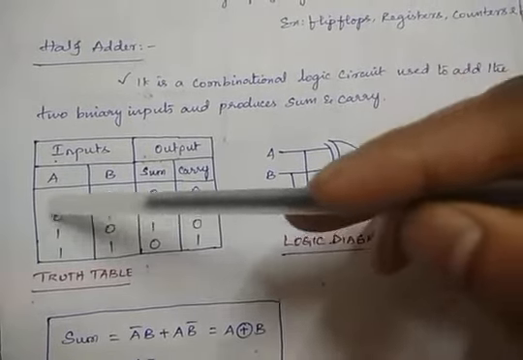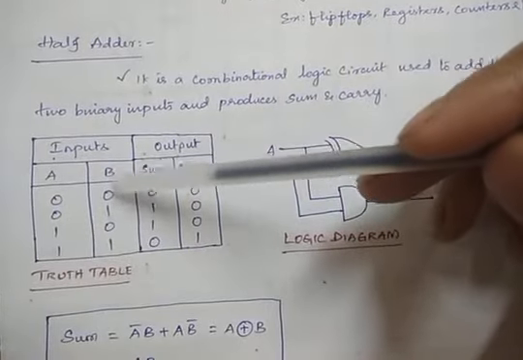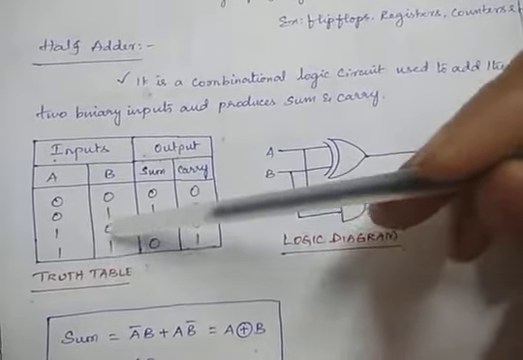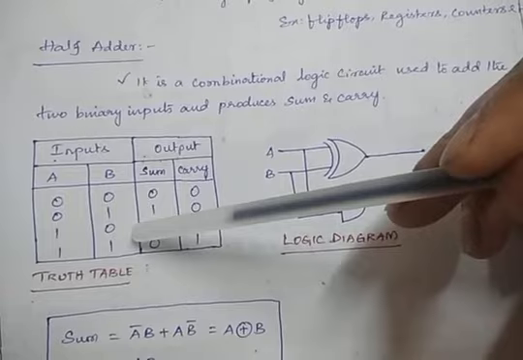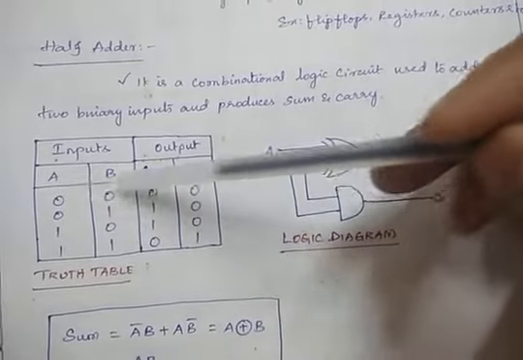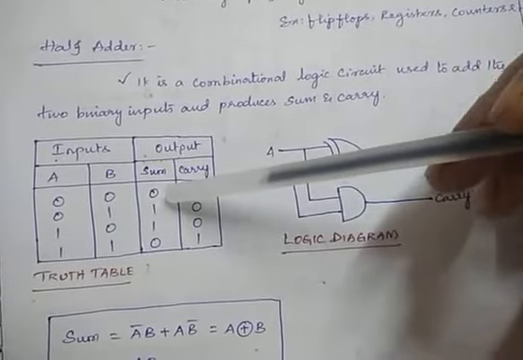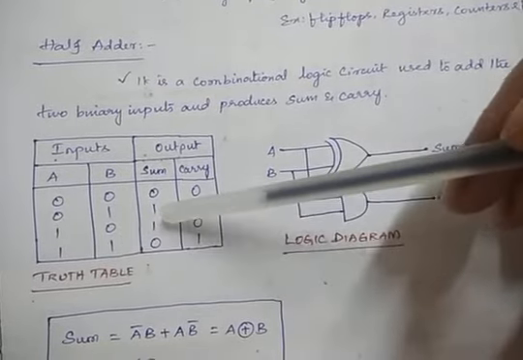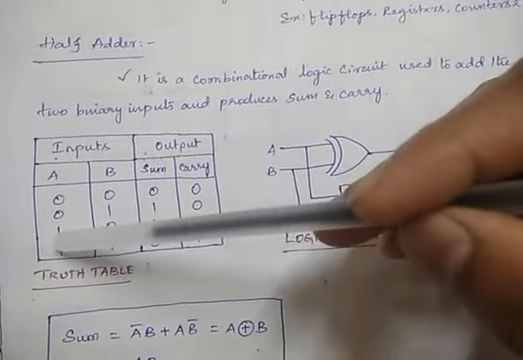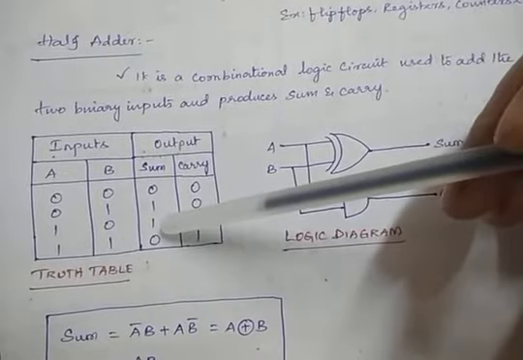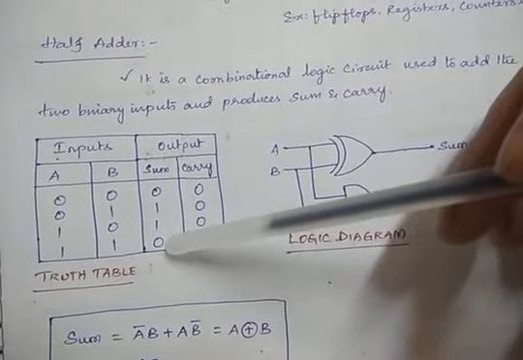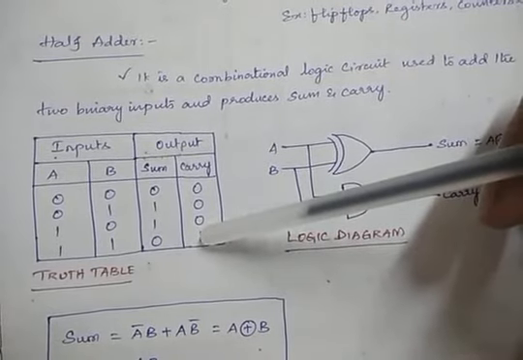If I take two variables, how many combinations will come? 4 combinations will come: 0 0, 0 1, 1 0, 1 1, right? If I add 0 and 0, the sum will be 0, carry will be 0. If I add 0, 1, sum will be 1, carry will be 0. If I add 1, 0, sum will be 1, carry will be 0. If I add 1, 1, sum will be 0, carry will be 1.